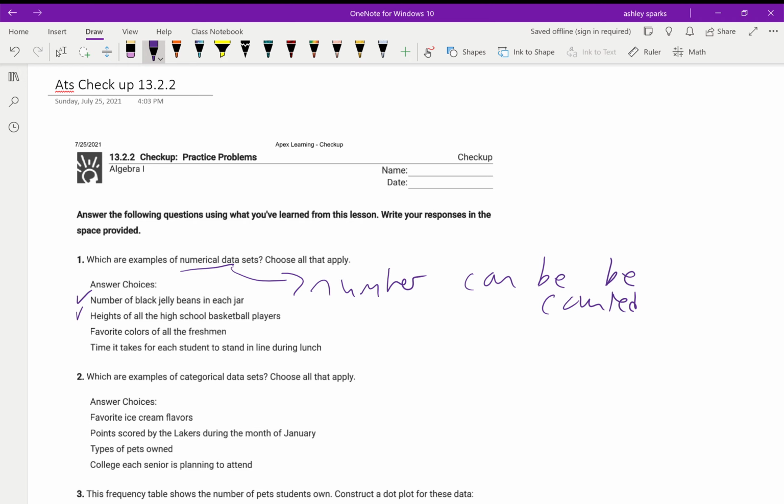Favorite color of all freshmen. Colors are not a number, okay? Blue, red, black, I can't do anything with that. They're not a number, they're a category, so this would be a no. The time it takes for each student to stand in line during lunch. That's a time. It takes you 30 seconds. It takes you 3 minutes. That's a time. I can calculate a number.